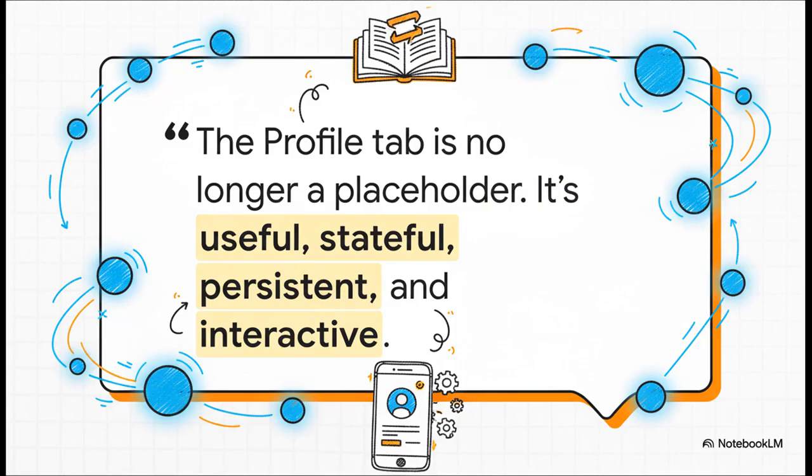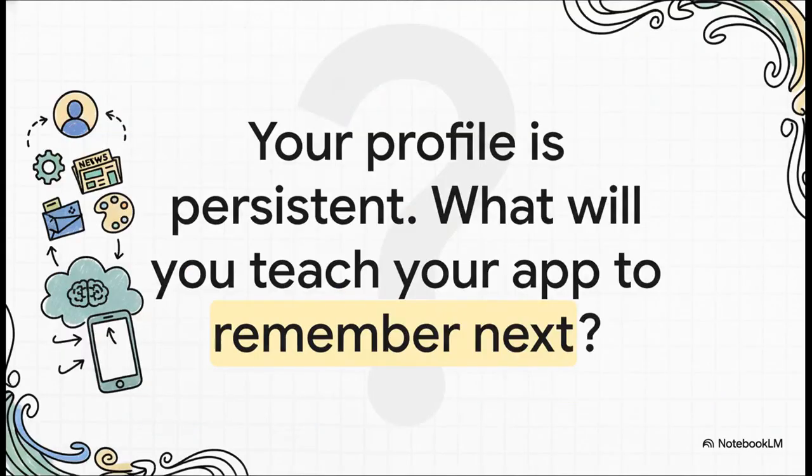The results of all this work? Our Profile tab has been totally transformed. It's not just a placeholder anymore. It's now a useful, stateful, persistent, and fully interactive part of your application. And that is how you give your app a memory. Now that your profile is persistent, you can use this exact same pattern for so much more. User settings, saved articles, application themes, you name it. So the real question is, what are you going to teach your app to remember next?